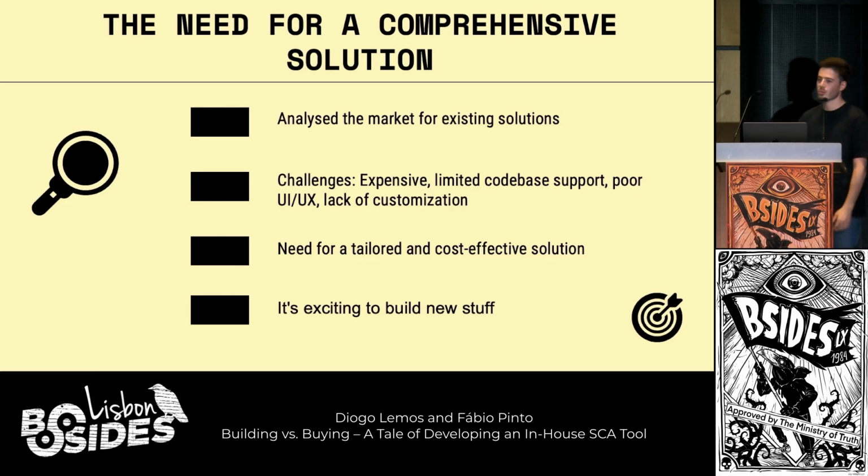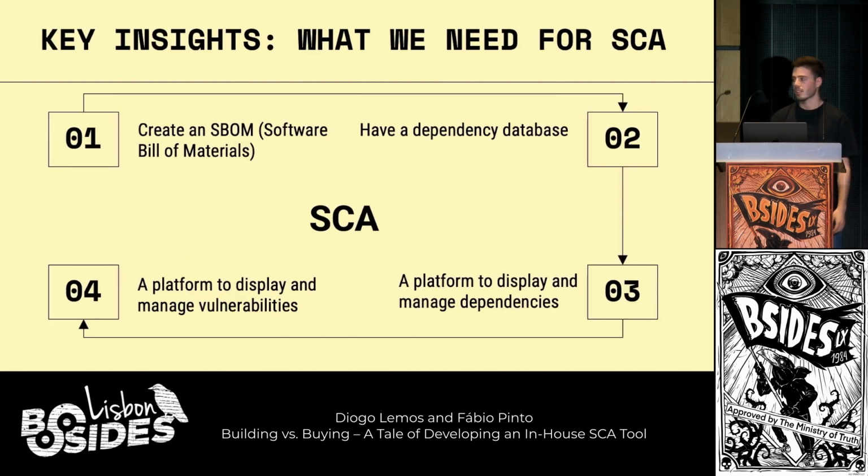And we also took this as an opportunity to build new stuff, because I think it's always good to learn about what an SCA is and whether we could implement one. During our investigation of all the solutions, we identified 4 key components. The first one is creating an SBOM, which stands for Software Bill of Materials, and is basically a nested inventory that lists all the components, libraries, and dependencies in a software application.